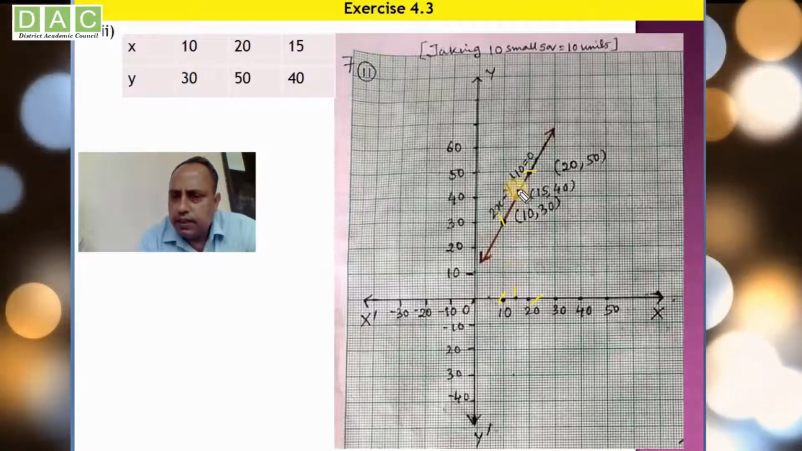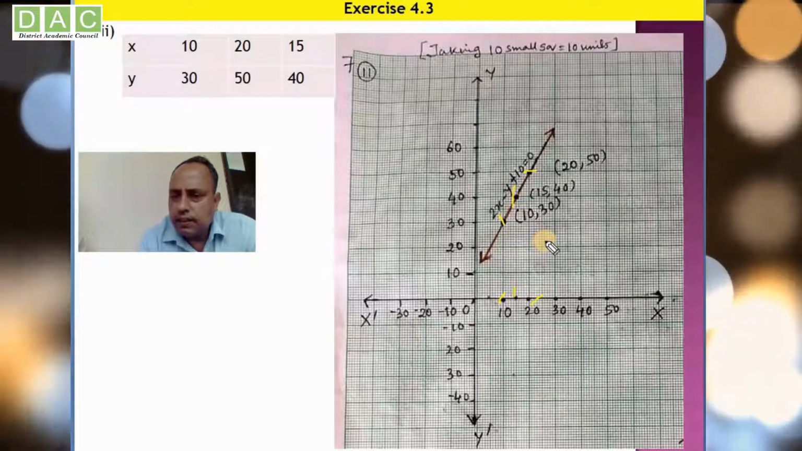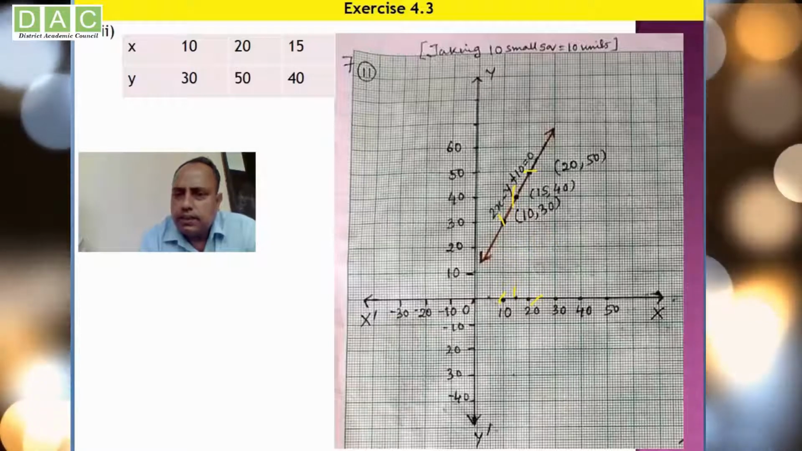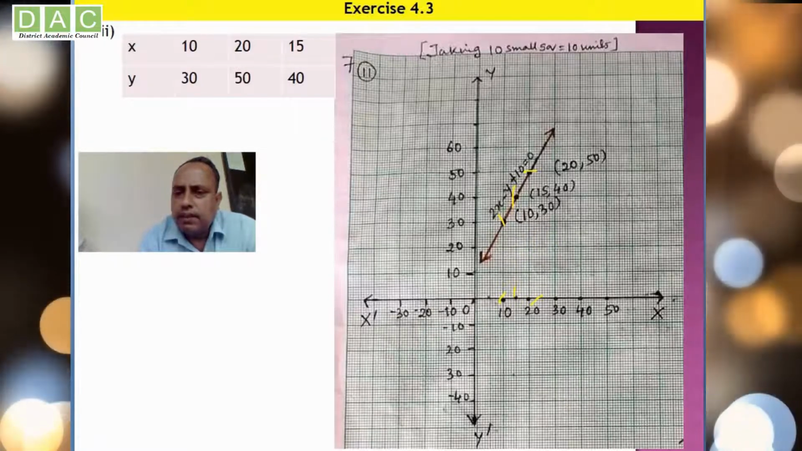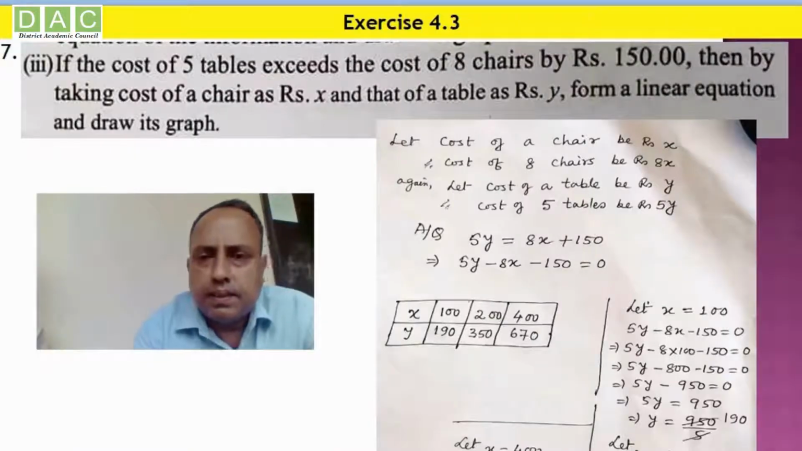15 and 40 is this one. So this is the third point. Now we will join these 3 points by a straight line, and this is our required graph of the given equation. Same exercise 4.3, question number 3.